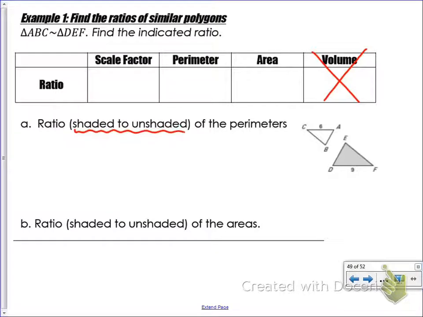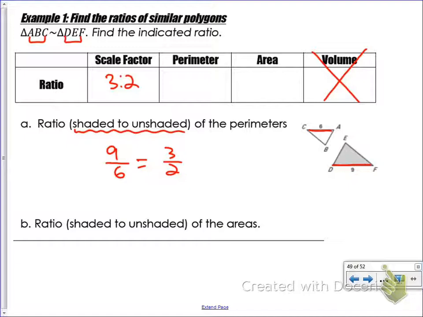So I only have one side length for my shaded triangle and one side length for my unshaded triangle. I have DF, which if you look at my similarity statement, D and F are the first and third letters. That corresponds with AC for my unshaded triangle, which also happens to be the side that we're given. Now we're going shaded to unshaded, so it's going to be 9 to 6, which is going to reduce to 3 to 2. So the scale factor is going to be 3 to 2.